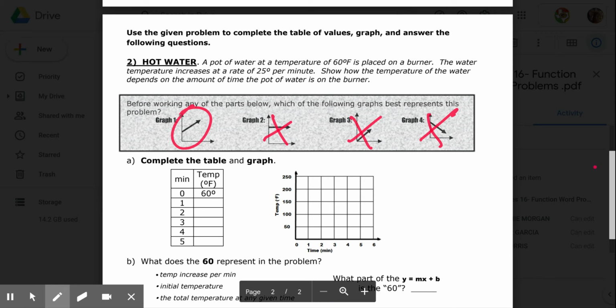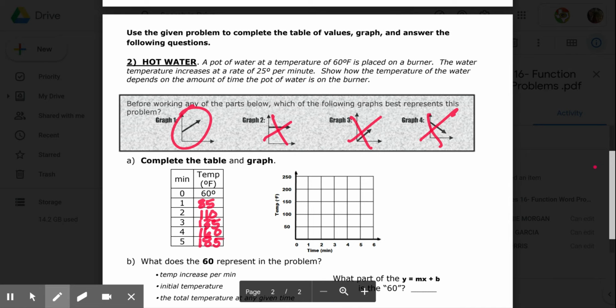At 0 minutes, it's 60 degrees. At 1, you're going to add 25 to that, which will give you 85. And then at 2, when you add 25 to 85, that'll be 110. 110 and 25 is 135. And another 25 is 160. And then 160 and 25 is 185.